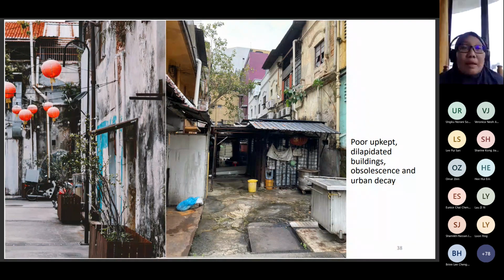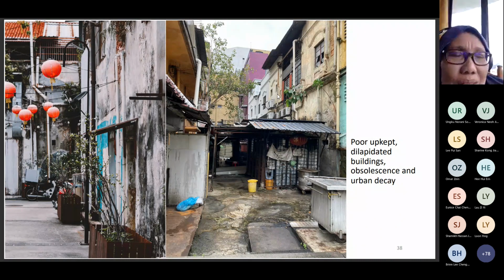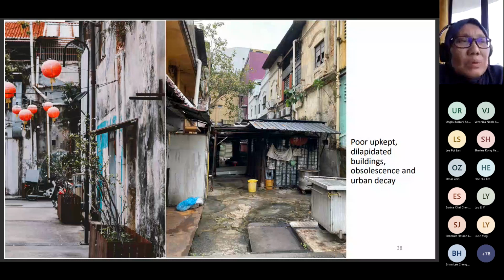Another problem is poor upkeep and maintenance. How can you hope to become a global city, winning awards for sustainability, if you still have this kind of badly maintained places, obsolescence and urban decay, right smack in the city center of Kuala Lumpur? So, like I said, that's why the Japanese are good.